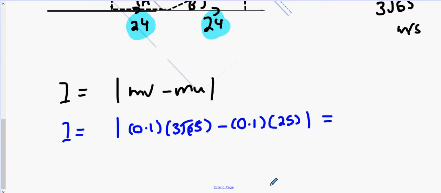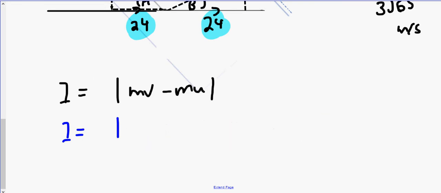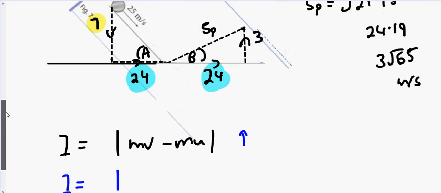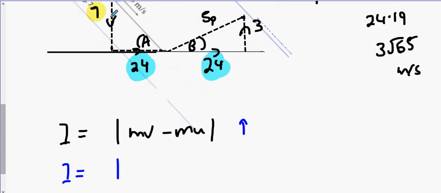Now here's the better way of doing it. There are 2 ways. You just do it in the direction in which the motion took place. The first way is to ignore the 24s and just concentrate on the 7 and the 3. So it's going to be 0.1 times plus 3 minus 0.1 times minus 7. Please remember it was a minus 7.